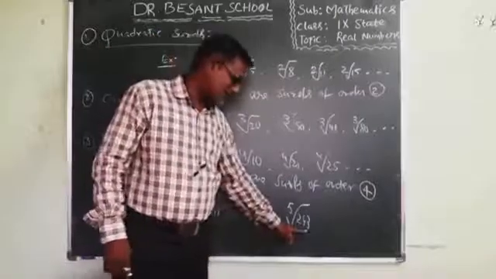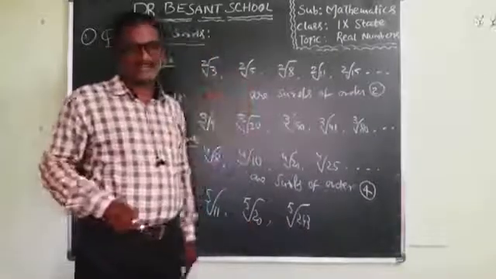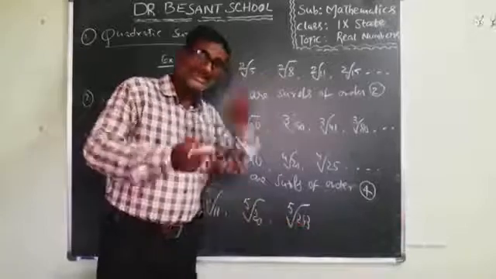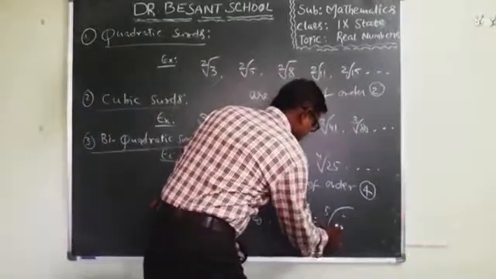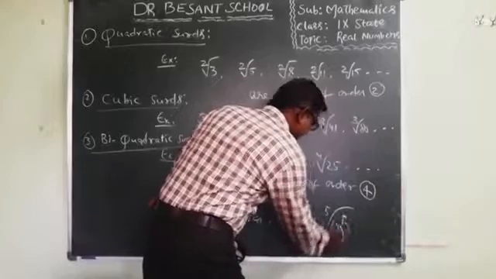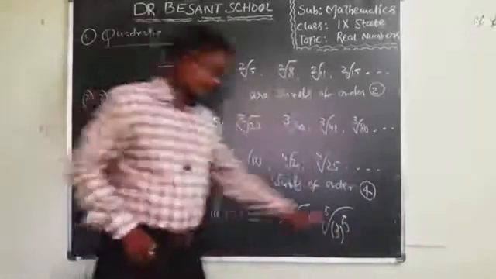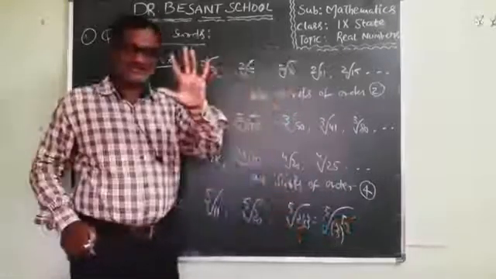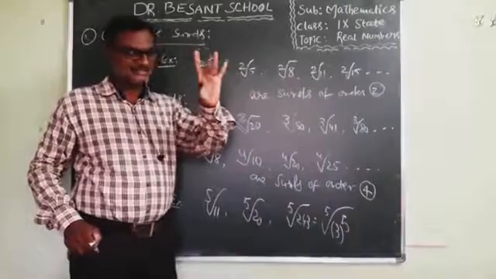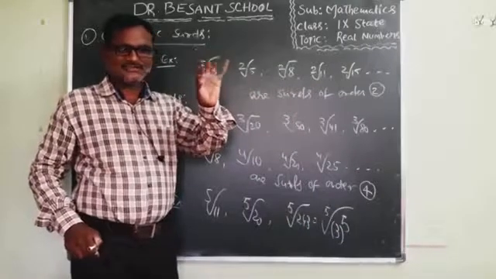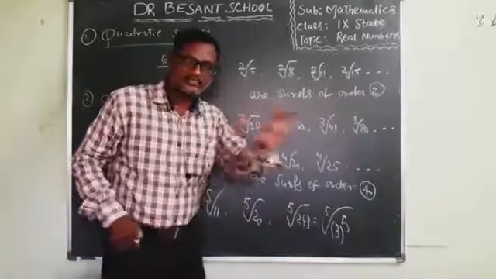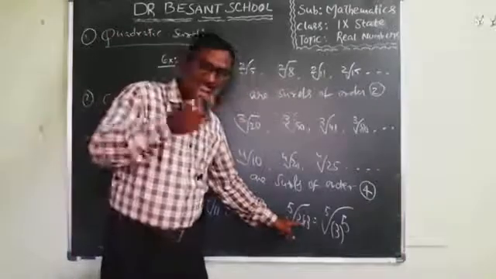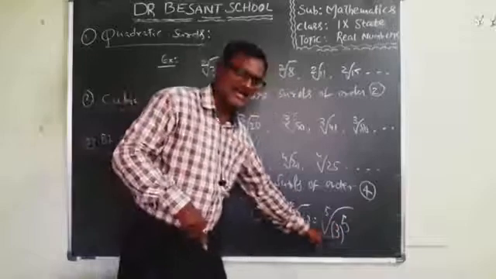Why? Because 243 can be written as a fifth power of some rational number. That is, the fifth power of 3 is 243. Why? Because 3 times 3 is 9, 9 times 3 is 27, 27 times 3 is 81, 81 times 3 is 243. So do not take fifth root of 243.